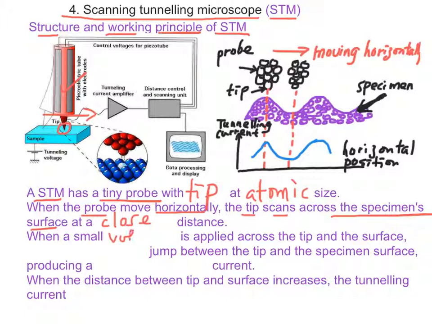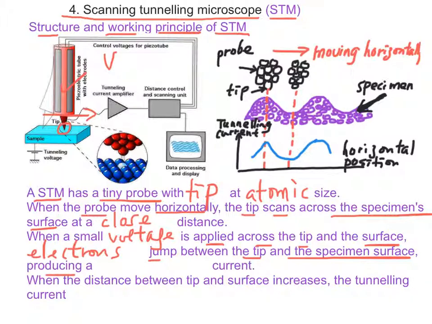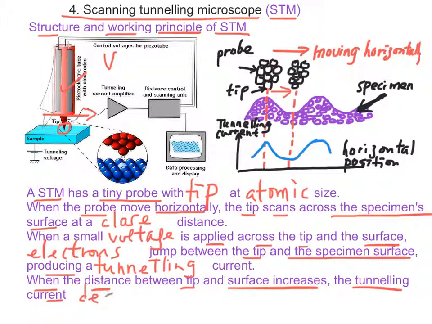When a small voltage is applied across the tip and the surface, electrons jump between the tip and the specimen surface, produce a tunneling current. When the distance between the tip and the surface increases, the tunneling currents will decrease.